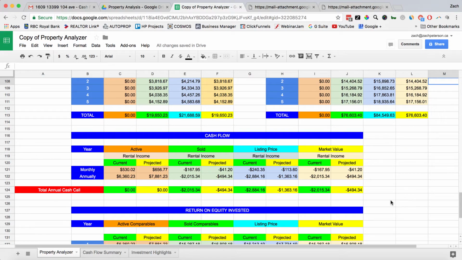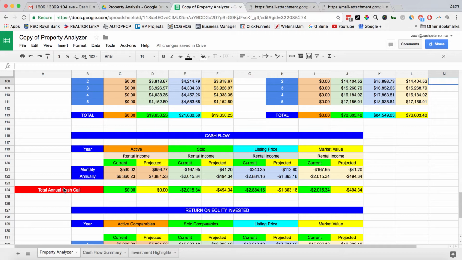And then now we've got the cash flow. So we want to see if this place is going to be positive cash flow. So I always like to look at the market value first. So if you look at the market value at the highest projected rent, this property is going to negative cash flow about $40 a month or $494 a year.